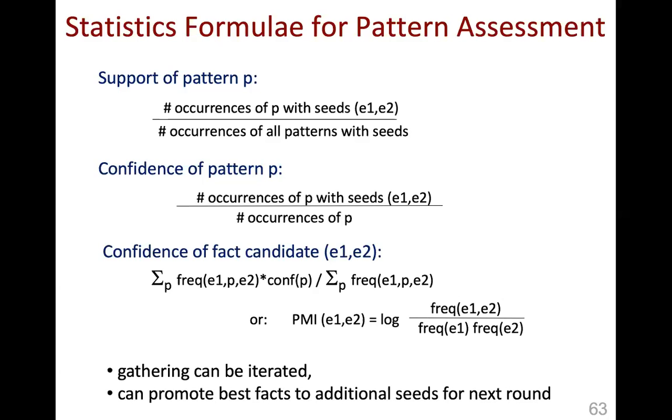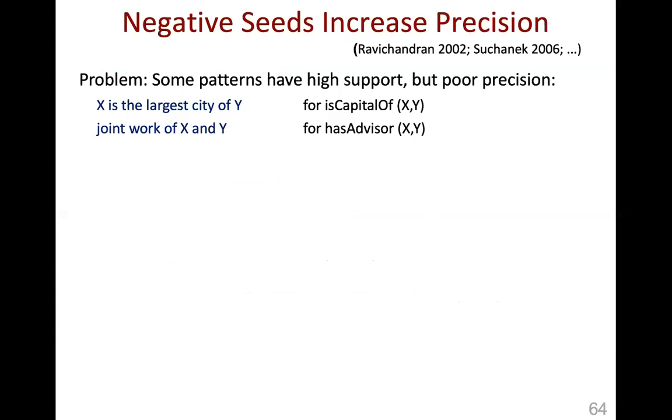So we can iterate this process and promote the best facts to additional seeds for the next round, right? So basically, it's an iterative process of scoring different patterns and choosing which patterns have a good chance to be in a knowledge graph, or which ones do not have a good chance in a knowledge graph. If you want to put in some negative seeds for the patterns, that can actually increase the precision. It's pretty much like negative sampling in machine learning here as well, right?